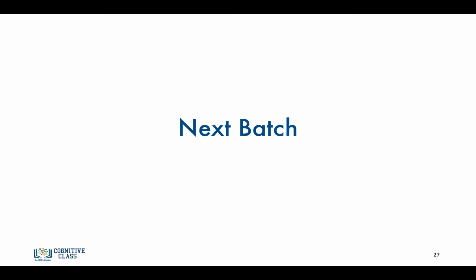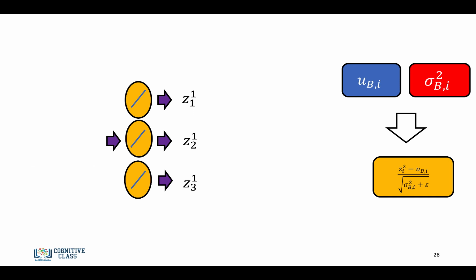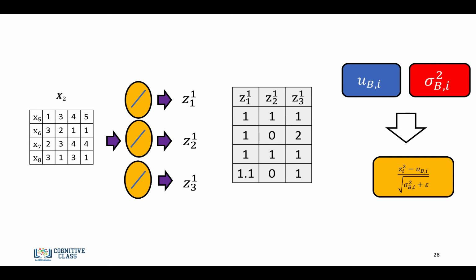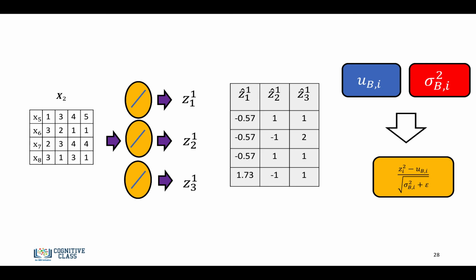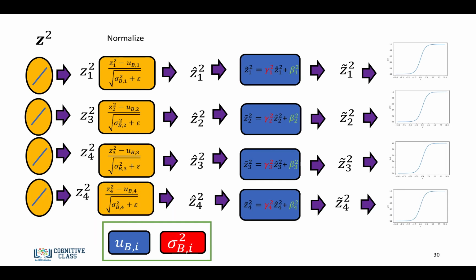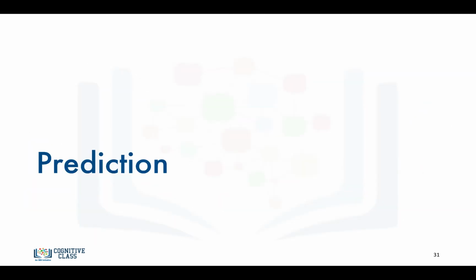Repeat the process for the next batch. So we did it for x1, so now we'll have the second batch, which we'll denote by the matrix or tensor x2. We'll calculate a new mean and standard deviation and normalize accordingly, and we'll repeat the whole process again, and we'll do it for the second layer as well. So now let's see how to make a prediction.